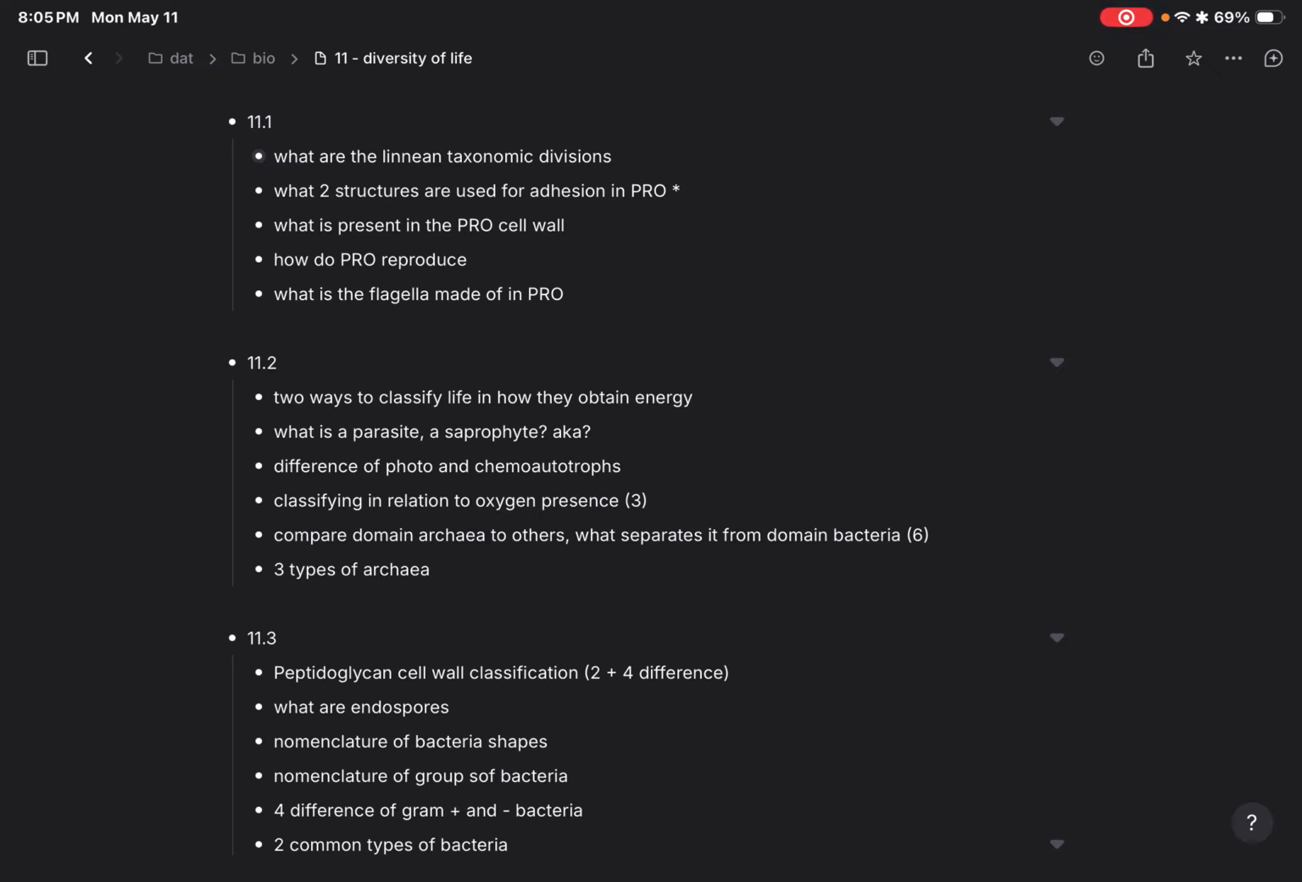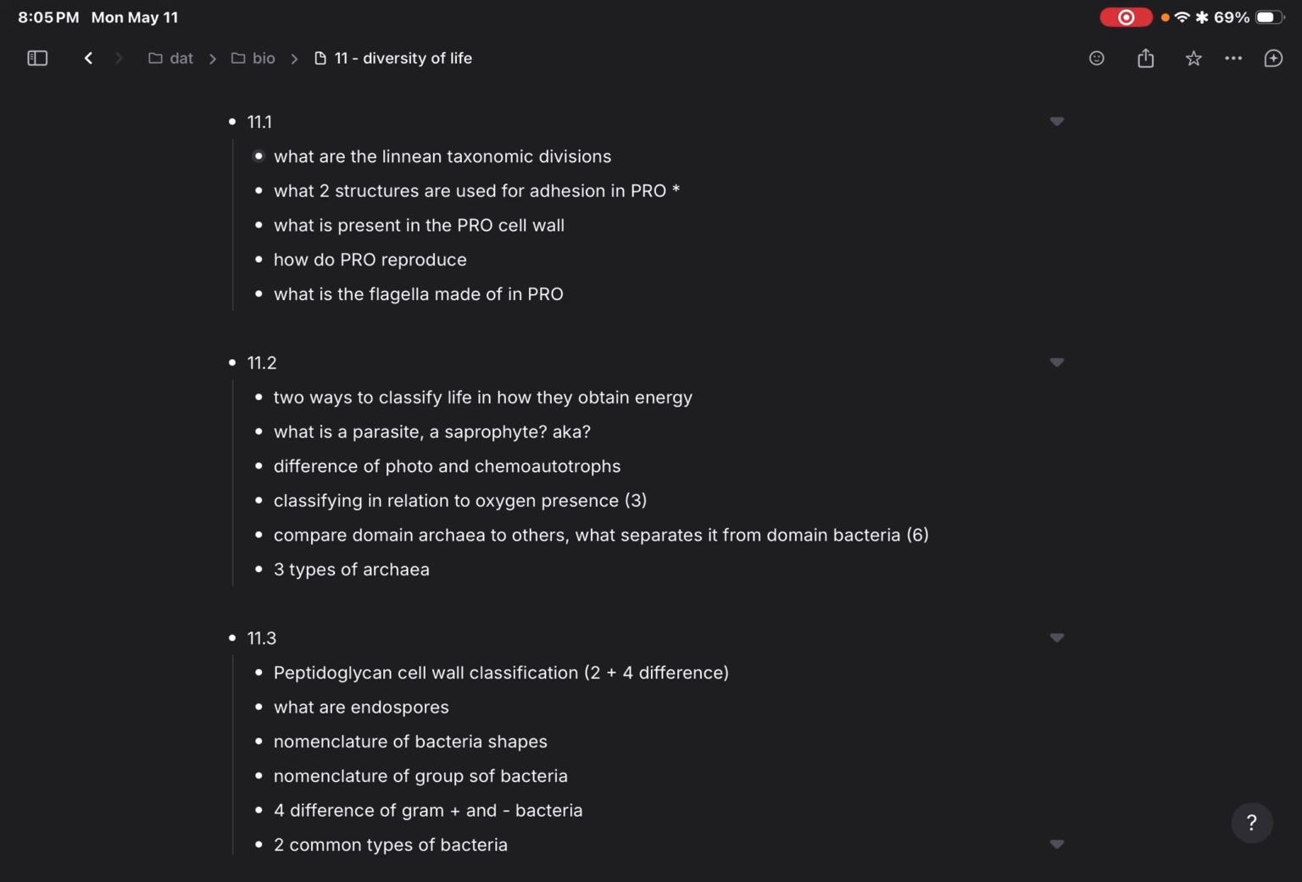Classify the relation to oxygen. So we have obligate aerobes, which require oxygen. Then we have obligate anaerobes, which cannot be in oxygen. And then we got facultative, which can use both oxygen and non-oxygen.